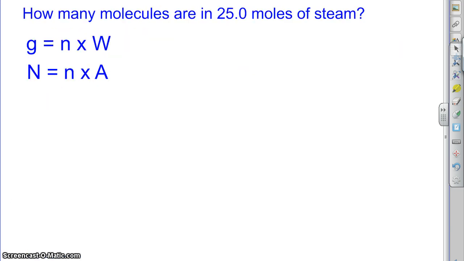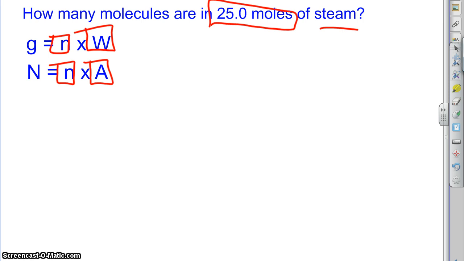Well, what about this? How many molecules are there in 25 moles of steam? So let's identify what we're given. We're given 25 moles, so we know that. Obviously, we know Avogadro's number. We always know that that's a constant. We know that it's steam. Steam is water. We can find the molar mass of water, so we can find just about anything we want here. We have all sorts of information.